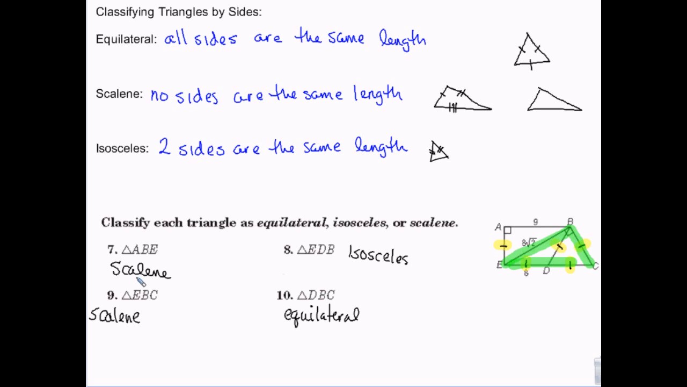So we're going to go back and look at these same triangles, and we had ABE, and you see how it has a right angle. So we would call this a right scalene.